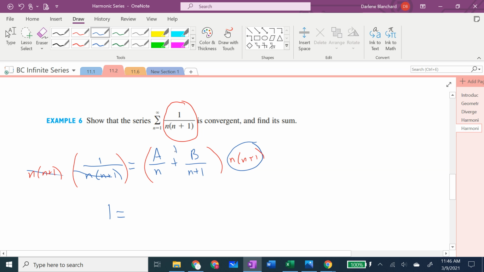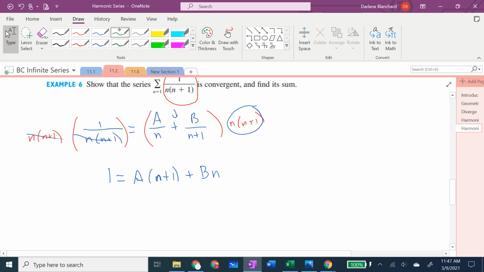As I distribute over the addition, I get A times n plus 1, which cancels with the denominator, plus B times n, which cancels with the denominator. Then I choose to plug into the n variable the zeros of their factors. When I plug -1 into n, I get 1 equals 0 minus B, so B is -1. When I plug in 0, I get 1 equals A plus 0, so A is equal to 1.